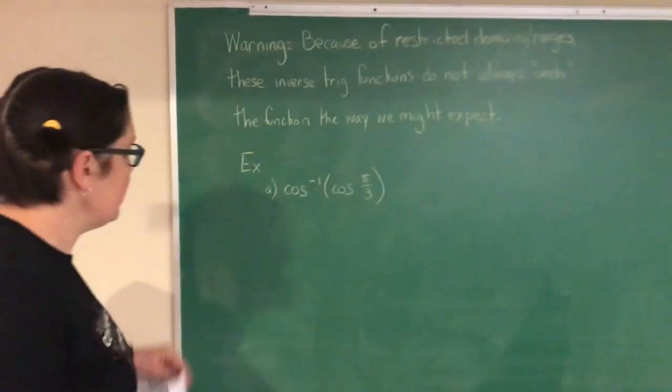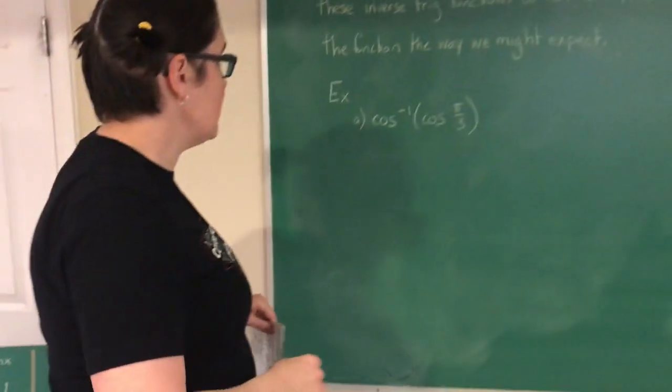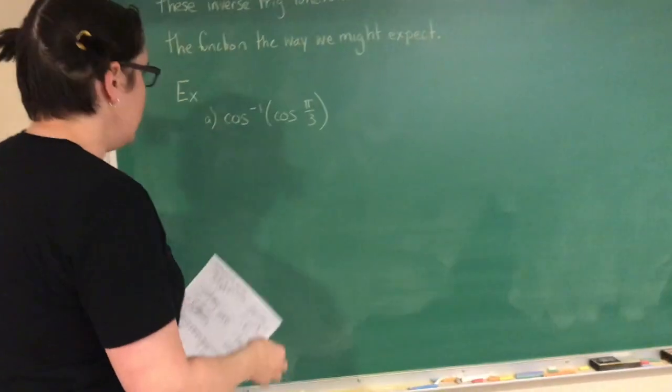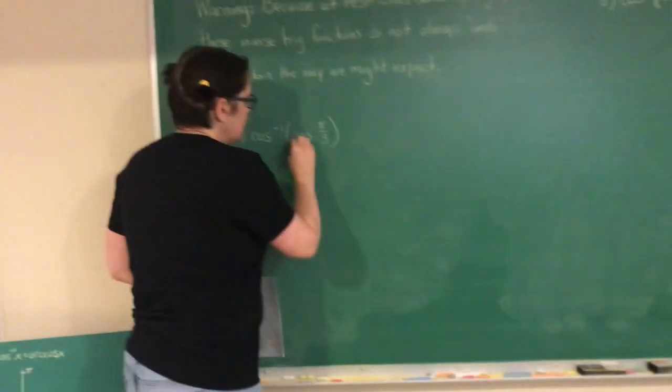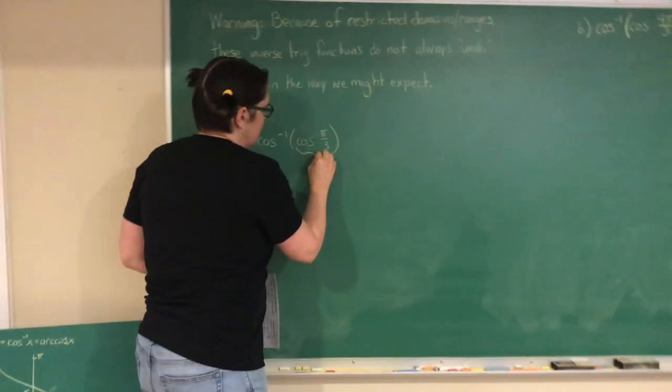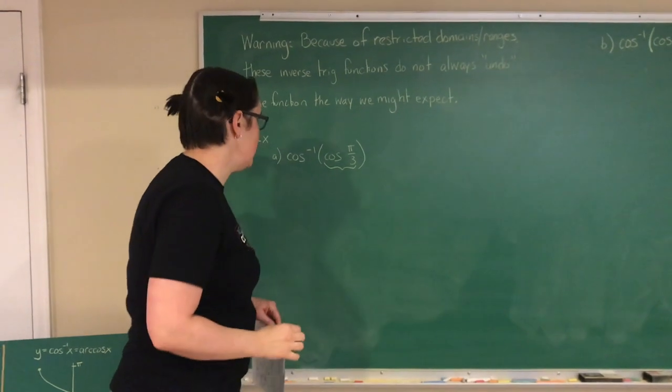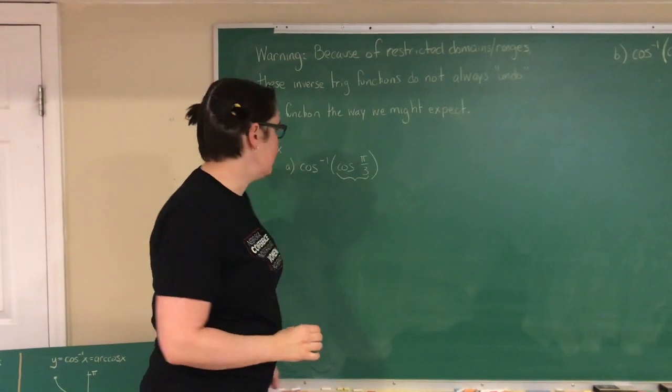So let's start with our example A here, where we have inverse cosine of cosine of pi over 3. So I'm going to start with the stuff inside the parentheses, and I want to start by evaluating cosine of pi over 3.